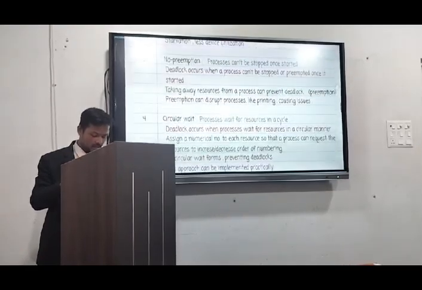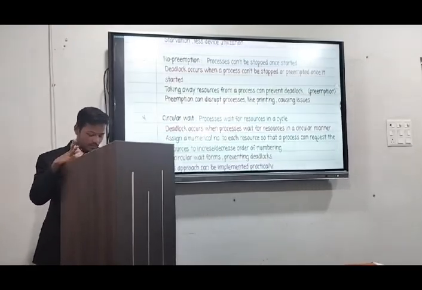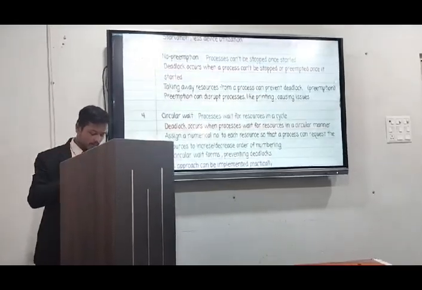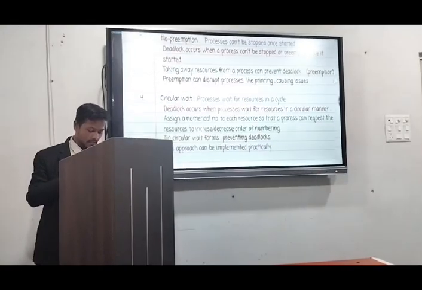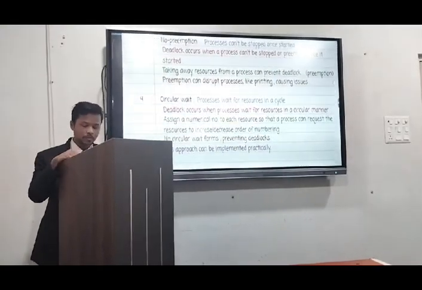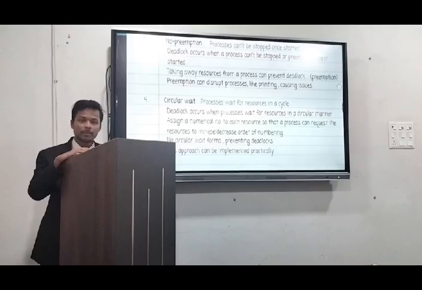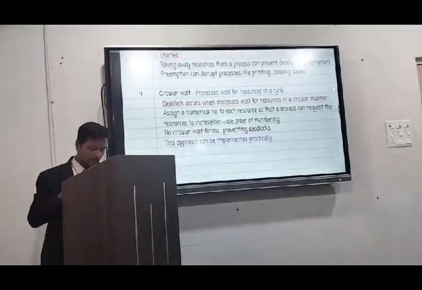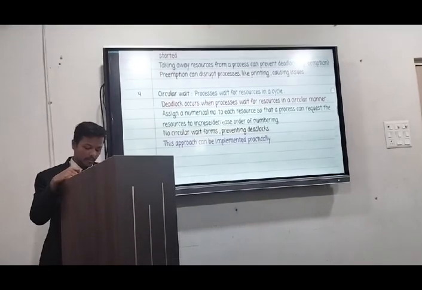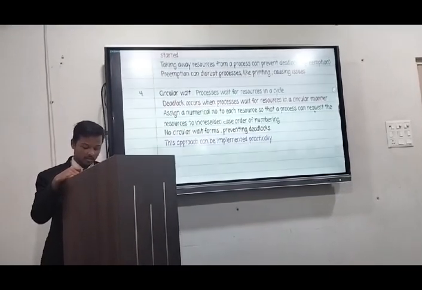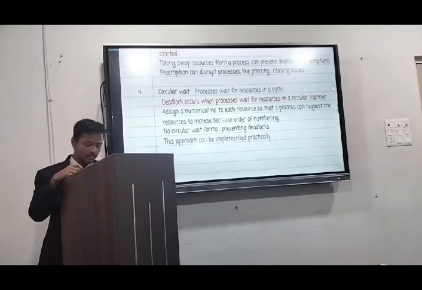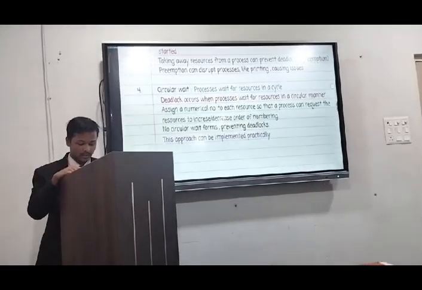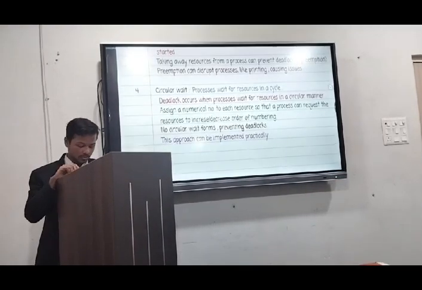So the third condition is no preemption. What is no preemption? A process can't be stopped once started. So how does deadlock occur? Deadlock occurs when a process can't be stopped or preempted once it has started. So how can we resolve it? Taking away resources from a process can prevent deadlock, which means preemption. Preemption can disrupt processes like printing, causing issues.